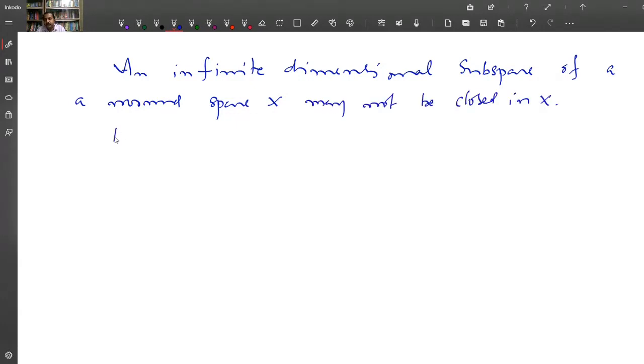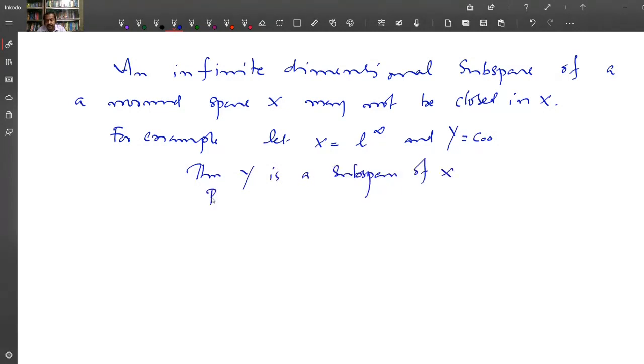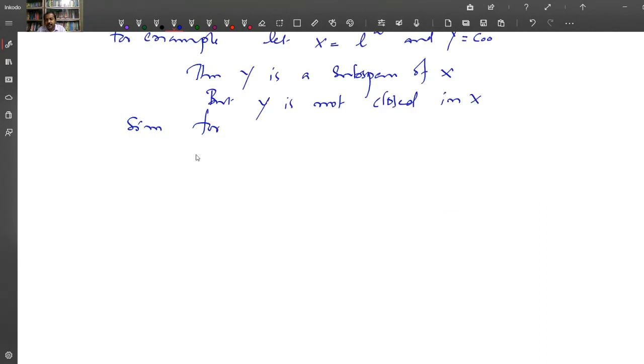For example, let X be equal to L infinity and Y equal to c00. Then Y is a subspace of X, but Y is not closed in X. Since, let the sequence xn equal to 1, 1 by 2, and so on up to 1 by n, 0, 0, and so on.